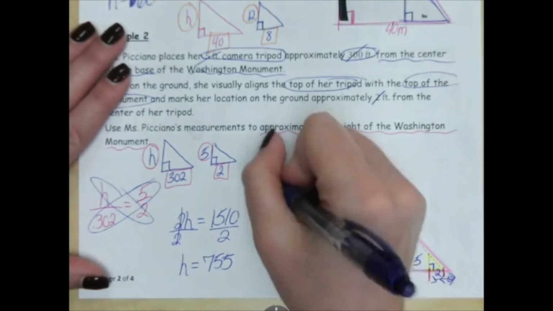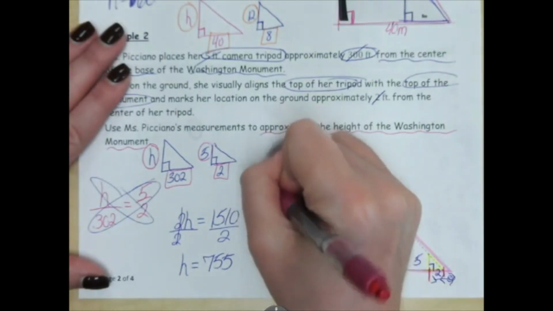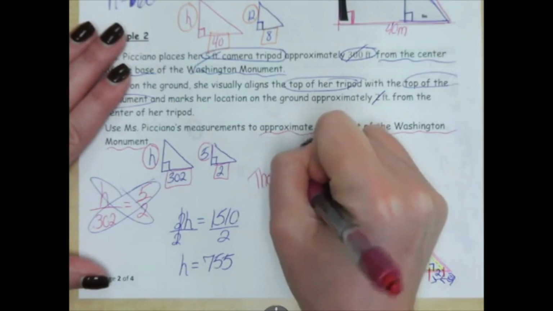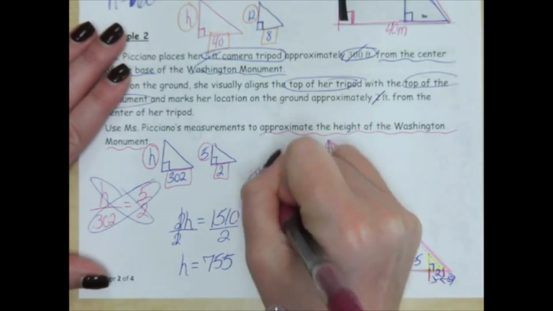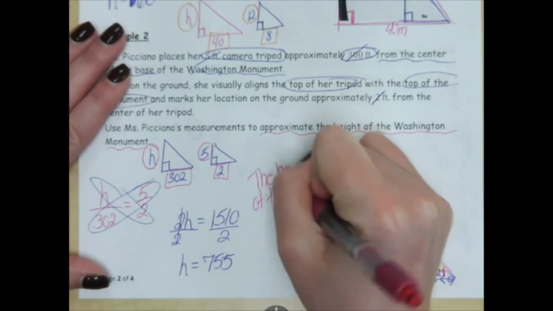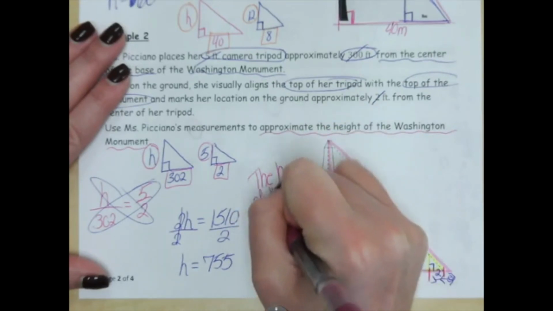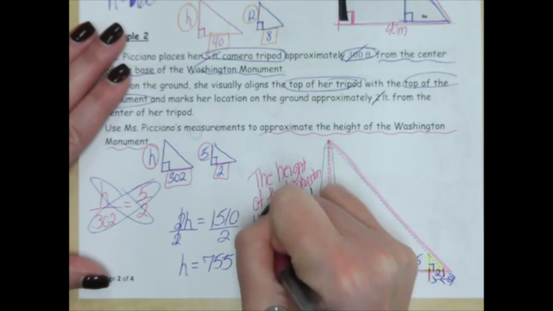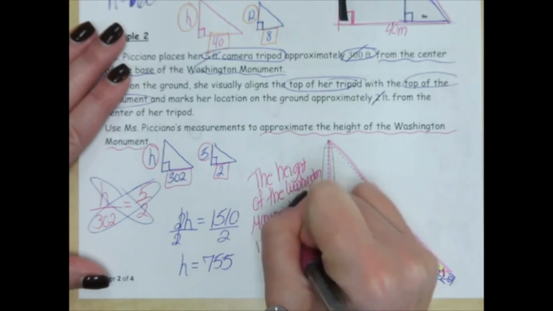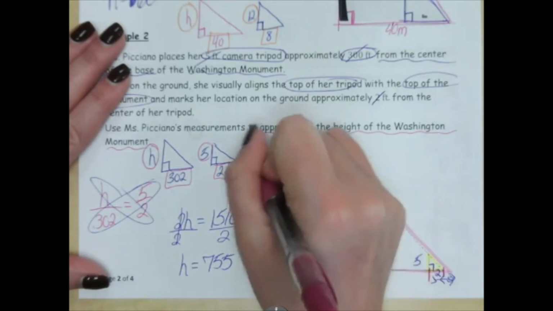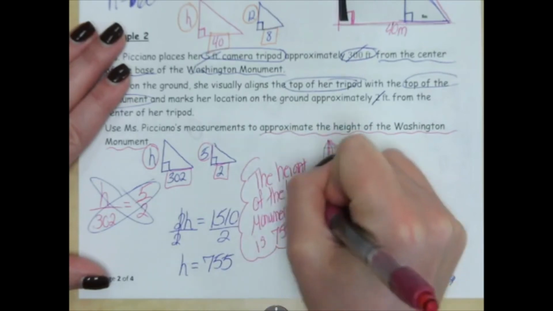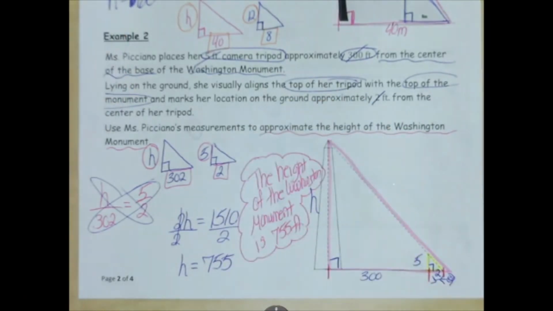the height of the Washington Monument. Let me fill it in like this. The height of the Washington Monument is 755 feet, because that's the units we were using in this question. It was feet. All right, and now I'm completely done with example 2.